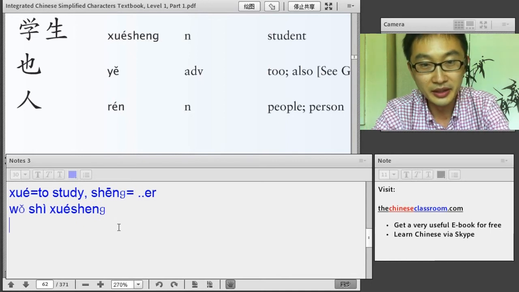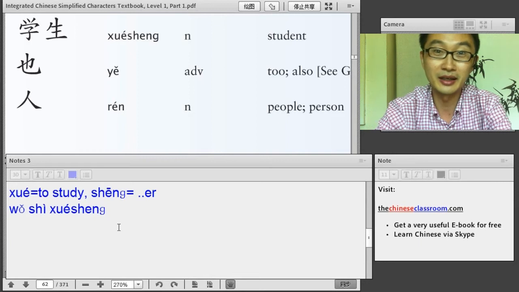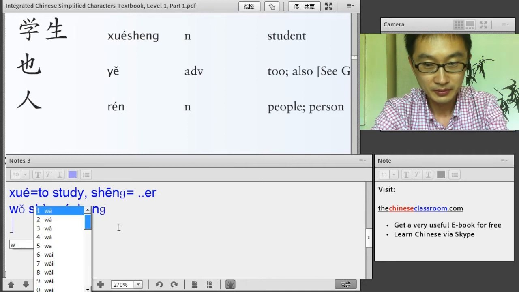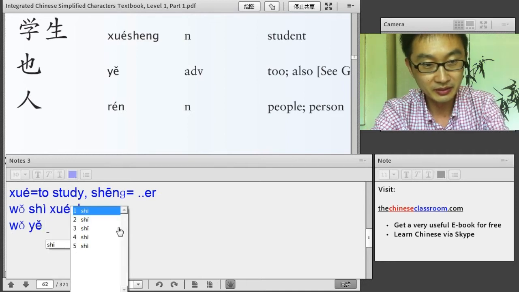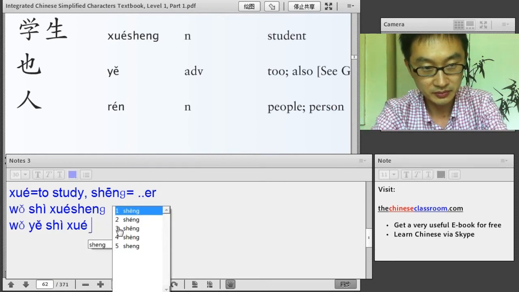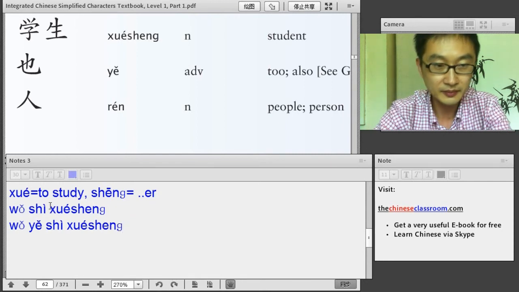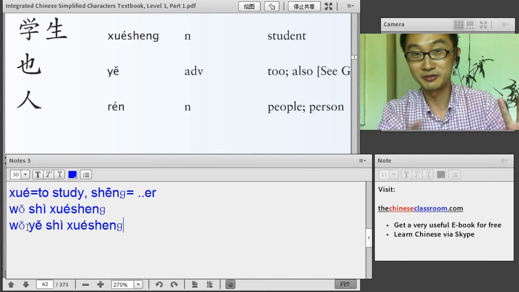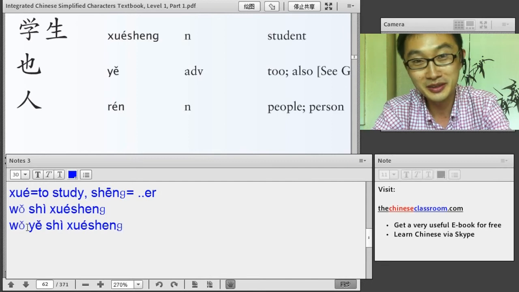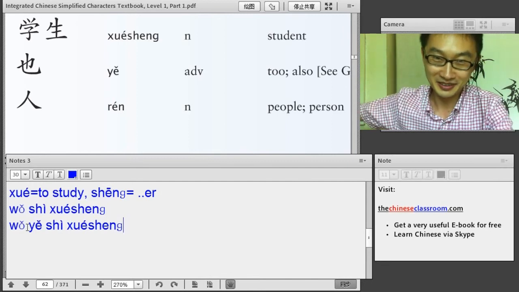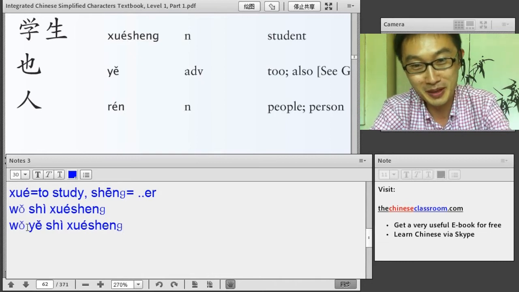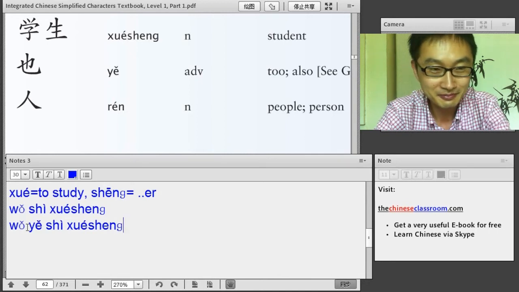Next one. 也 means also or too, but I'd like to remember it as also. How do you say I'm also a student? You will say 我也是学生. So we put 也 here. We put 也 before the verb, before to be. I also a student. If you translate it like I'm a student too, you may put 也 at the end. That's not correct. We always put 也 before the verb. So it's better to remember it as also. I also a student. Okay.